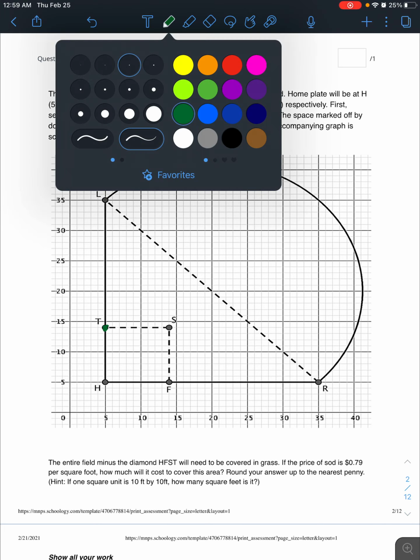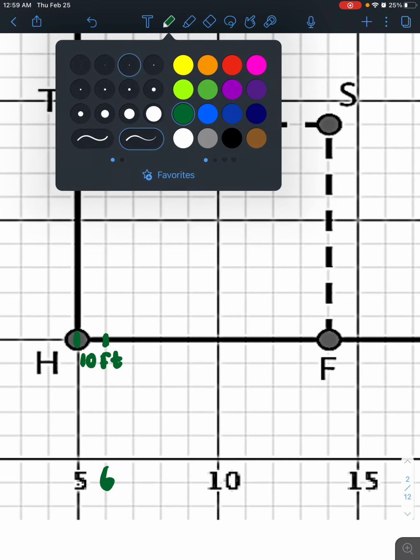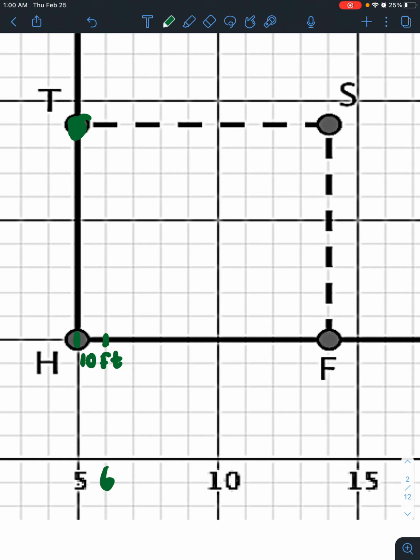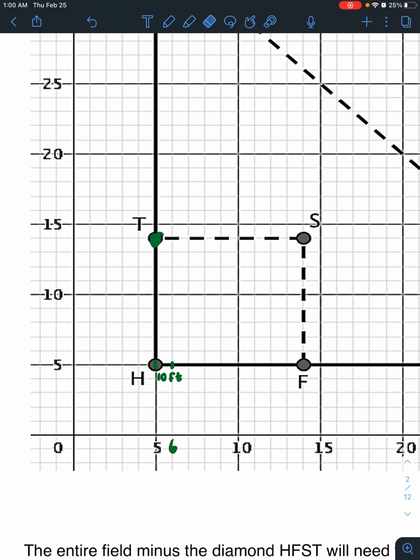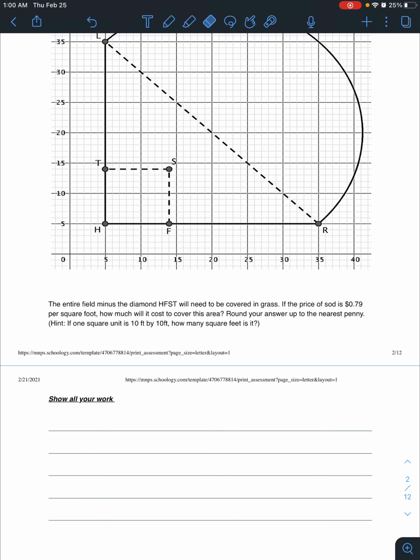So really quickly, I'm going to show you what 1 unit represents. So from here to here, so from 5 to 6, that represents 10 feet. So we're going to have a lot of discussion about how to deal with this 10 feet and when we convert and stuff like that. But I just want you to have that visual that 1 unit equals 10 feet. So I'll erase that for now. But I'm glad you have that visual. So let's go ahead and get started with the first question.